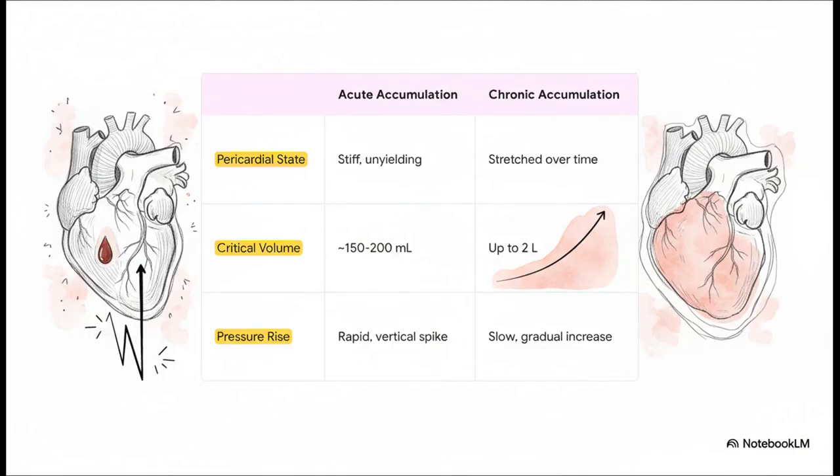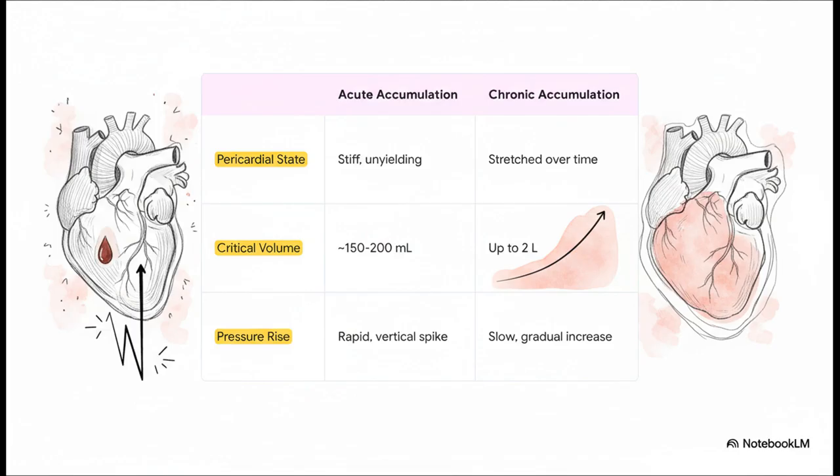So what determines when a patient crashes? It all comes down to this critical pressure-volume relationship. It's not just how much fluid, but how fast it accumulates. Think about acute trauma. The pericardium is tough and fibrous. It can't stretch quickly. So as little as 150 or 200 milliliters of blood can cause a catastrophic, almost vertical spike in pressure. The patient collapses.